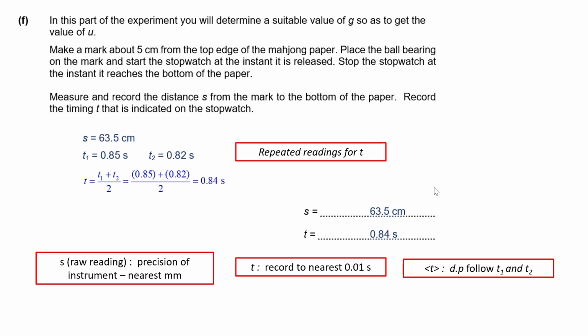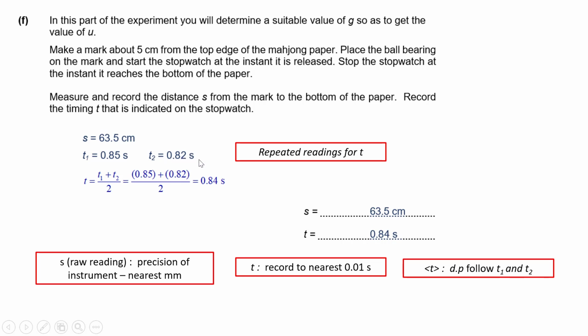But before that, we actually need a value of g. So you're asked to do a second experiment whereby you find g by dropping the ball bearing along the slope from a certain height, 5 cm, from the top edge of the mahjong paper. Now when you release the ball, start timing and stop timing, you will realize that the time to fall that particular distance is actually very short, less than a second in most cases.